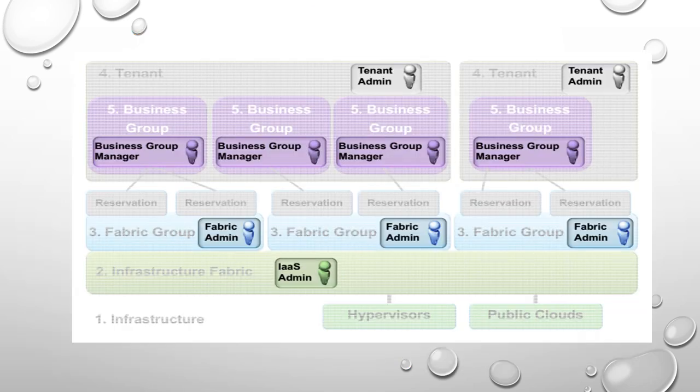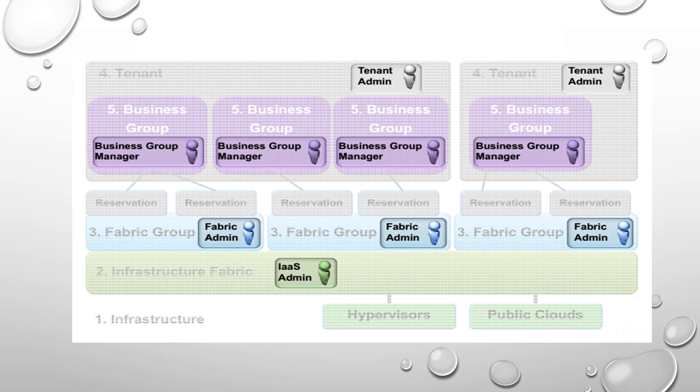If you remember the cloud layers from our previous tutorial, you can easily connect the roles to the cloud layer at which they work. The multitude of roles work at a particular layer, such as the IaaS admin will work at the infrastructure fabric layer. The fabric admin will work at the fabric group layer. The tenant admin will work at the tenant layer. And finally, the business group roles will all work at the business group layer.